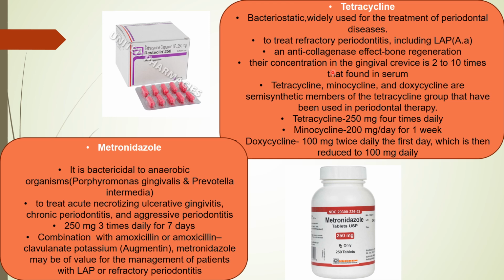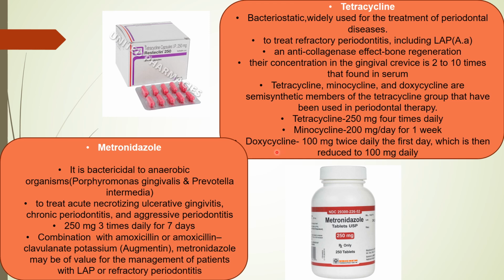Tetracycline, minocycline, and doxycycline are semisynthetic members of the tetracycline group that have been used in periodontal therapy. Coming to the dosage, tetracycline is 250 milligram 4 times daily, minocycline 200 milligram per day for 1 week, and doxycycline 100 milligram twice daily for the first day, then reduced to 100 milligram daily. Minocycline is a broad spectrum antibiotic that acts against spirochetes and motile rods. Doxycycline has the same spectrum of activity as minocycline and can be equally effective.